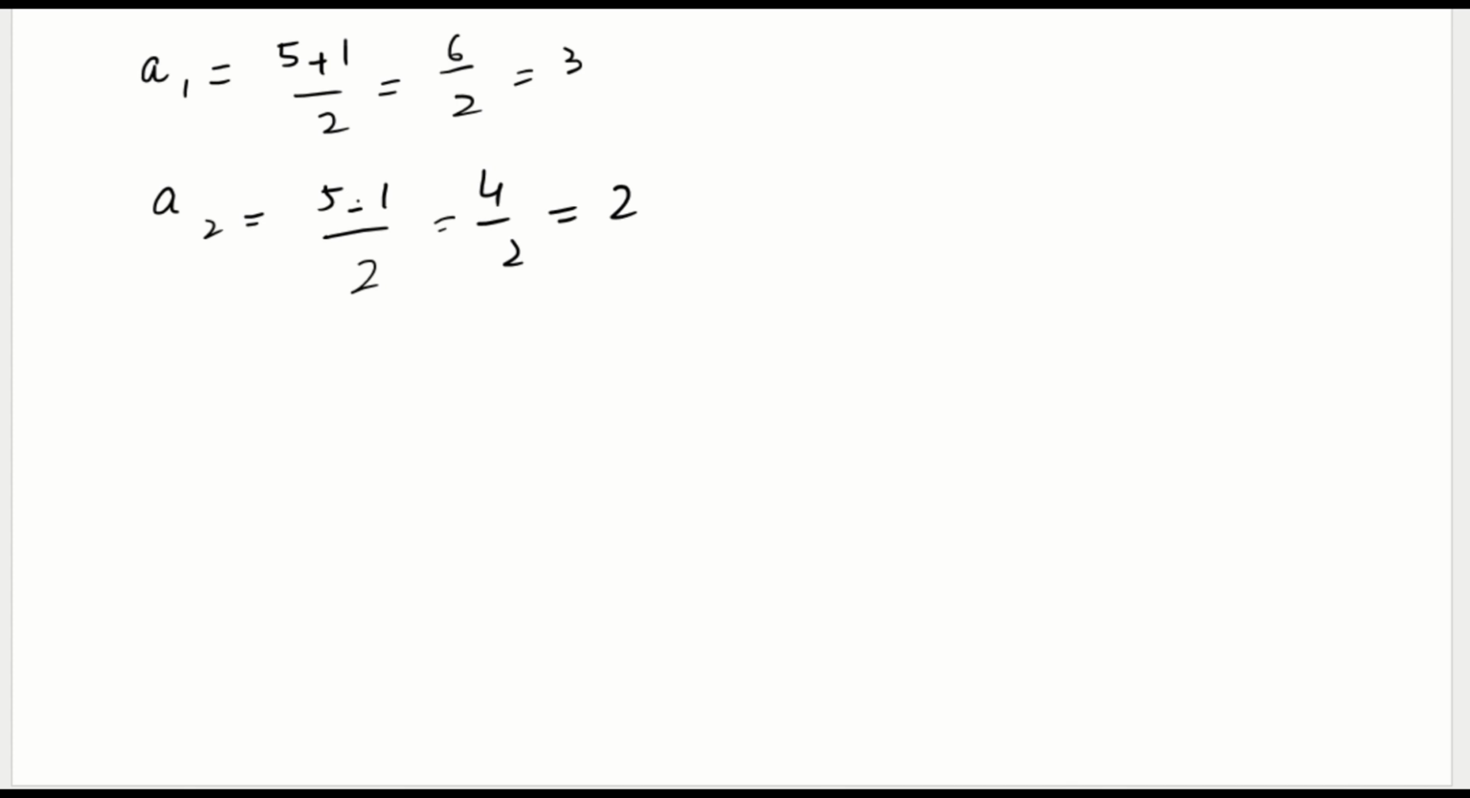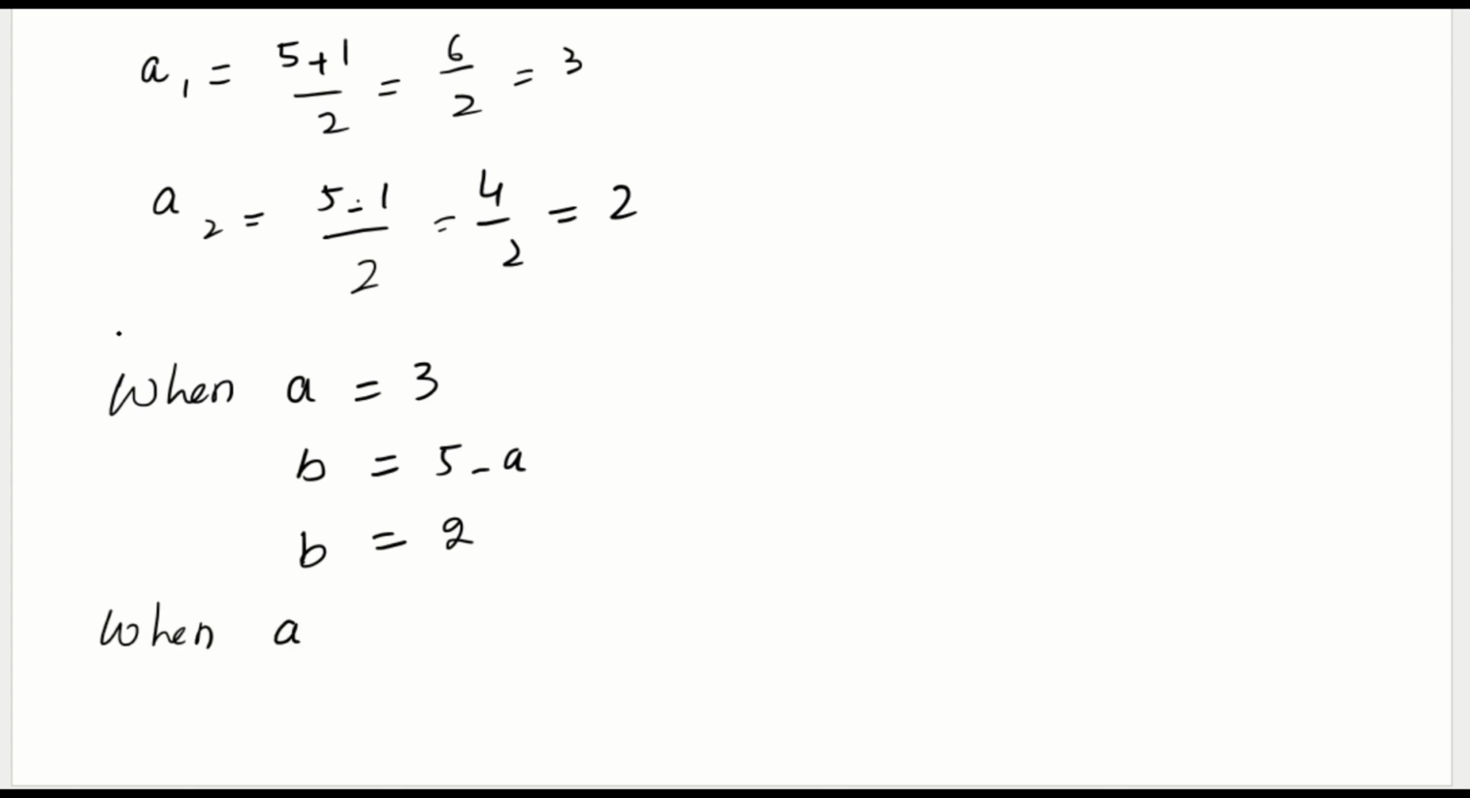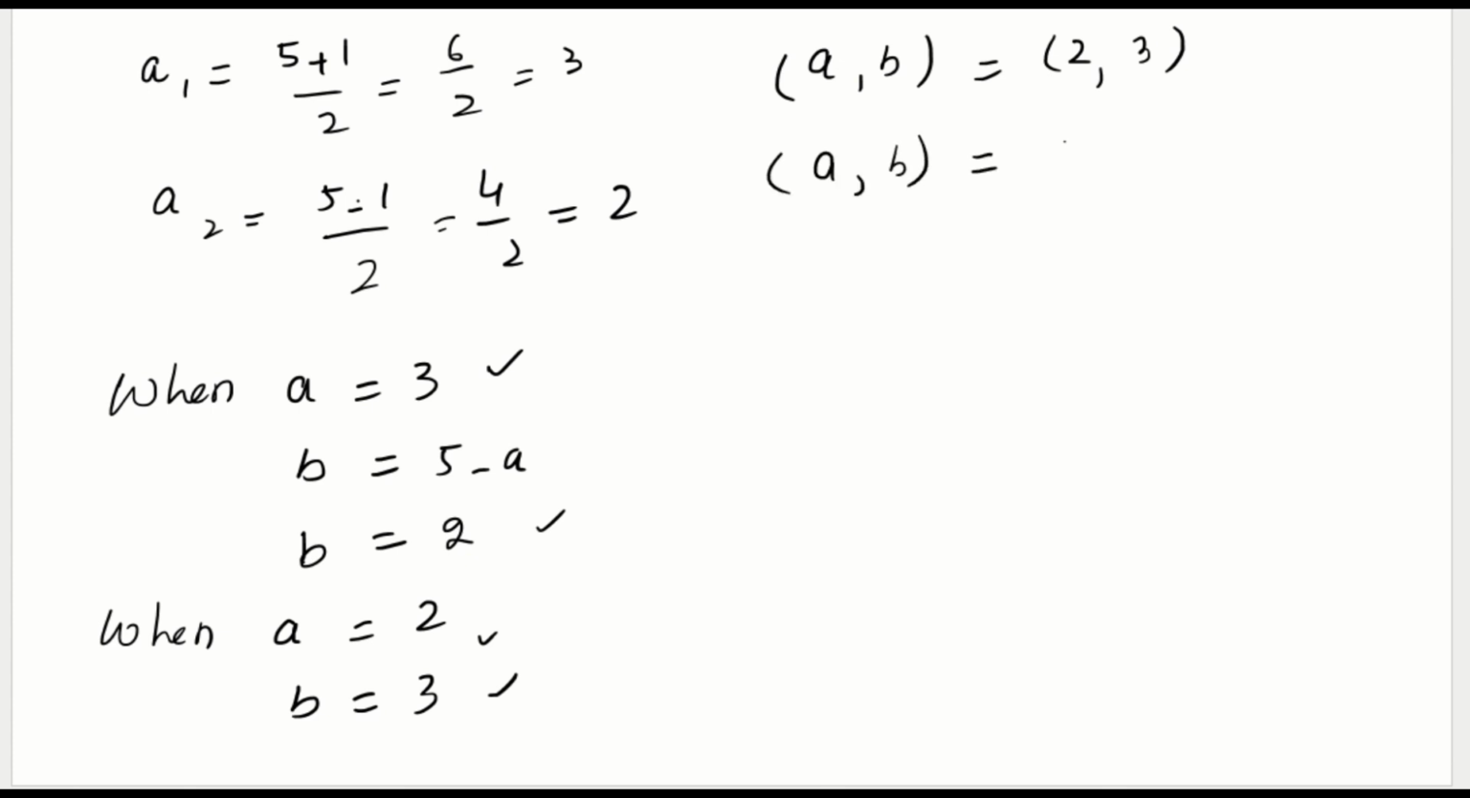So here we got two values, a1 is equal to 3 and a2 is equal to 2. We will use these two values to find the value of b, and we will get two pairs of values. When a is equal to 3, we will get b is equal to 5 minus a, so 5 minus 3 will be 2. When a is equal to 2, we will have b is equal to 3. So we have a is equal to 3, b is equal to 2, and a is equal to 2, b is equal to 3. Two sets of values we have.